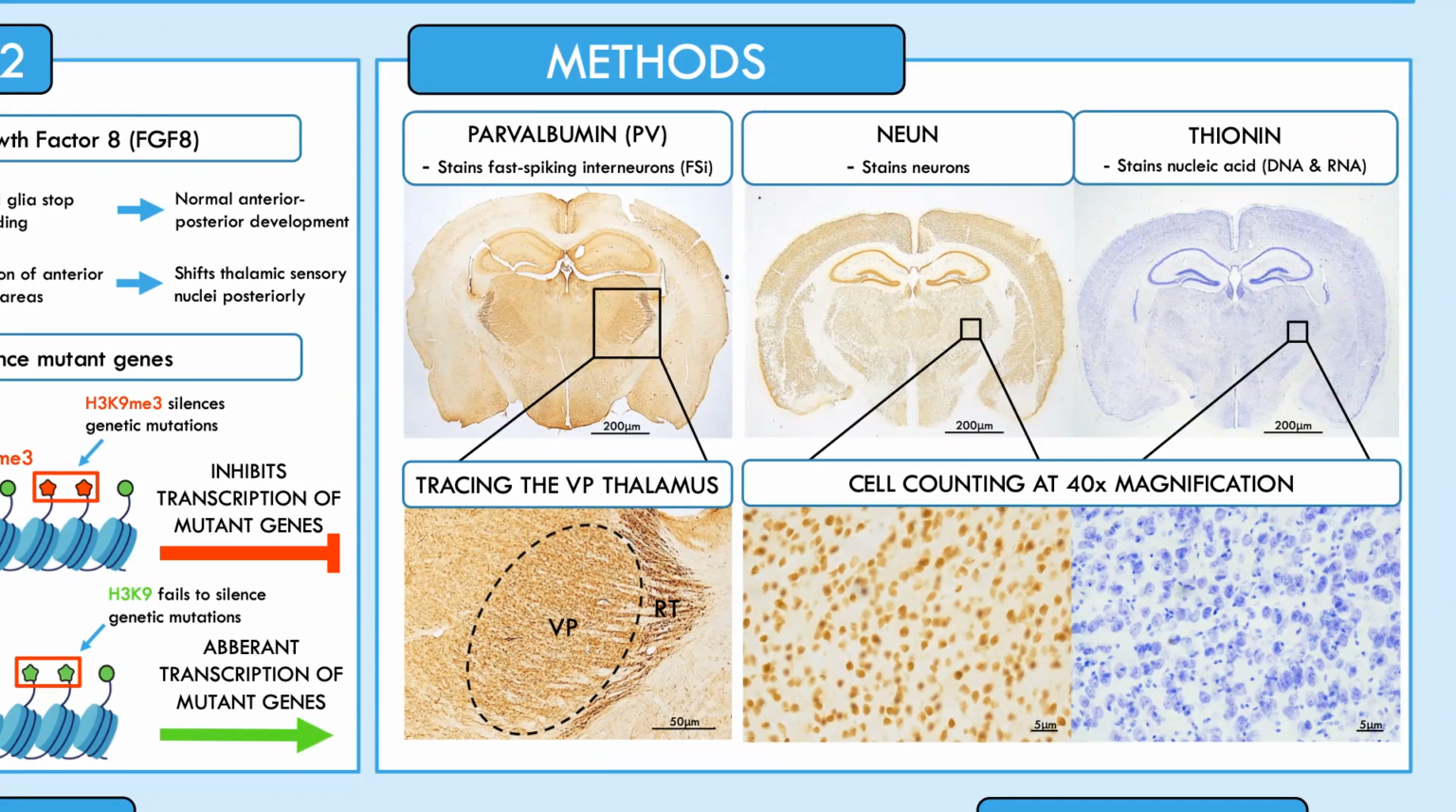Now, in terms of data acquisition, parvalbumin allowed me to calculate the area of the VP thalamus by tracing its border, indicated by the dashed ovals. NeuN and thionin allowed me to count individual neuronal cells at high magnification, identifying any abnormal cells within the VP thalamus.